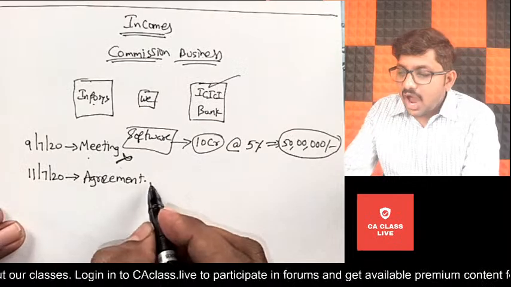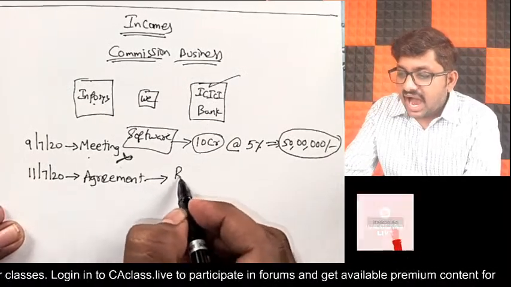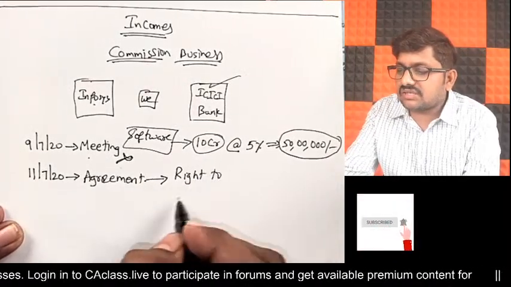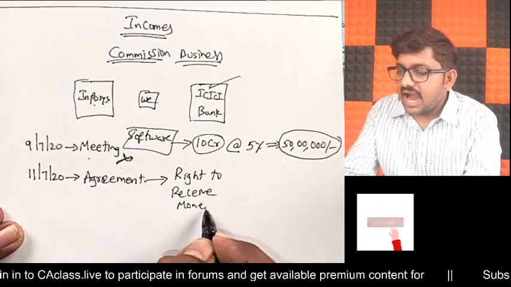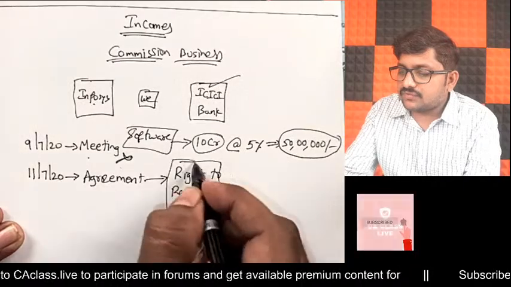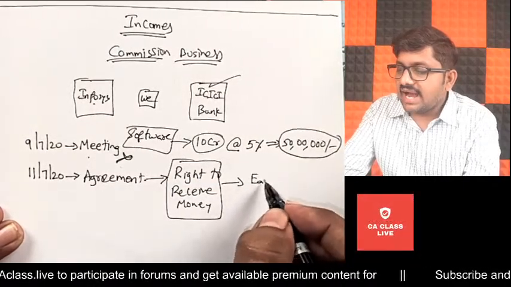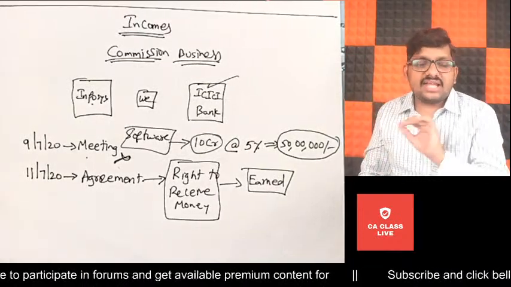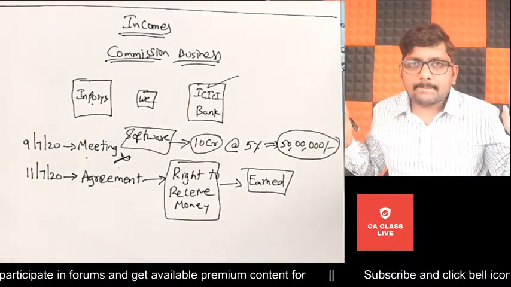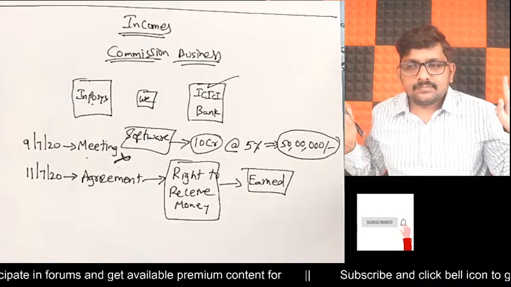I can say after the agreement is done, I have the right to receive the money. Obviously, I have the right to receive money. I will say on 11th of July 2020, I have earned, because my job is to ensure that you have signed the agreement, and my job is done. Got it, friends?